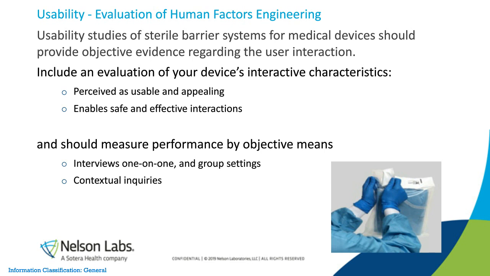One of the ways you can do this is by including evaluation of your interactive characteristics. Are they perceived as usable and appealing, and do they enable safe and effective interactions? Additionally, you can do this by measuring objective performance: interviews, one-on-one, group settings, or contextual inquiries. Contextual inquiries can be conducted to understand the needs of the market and to scope the opportunities. By watching the user in the course of normal activities and discussing those activities, you can demonstrate and document that you have performed usability studies.